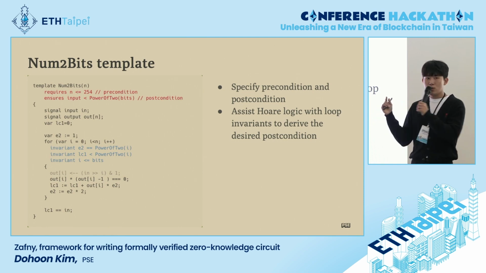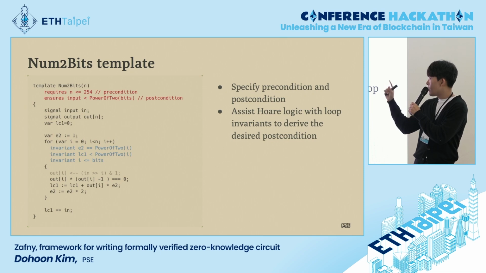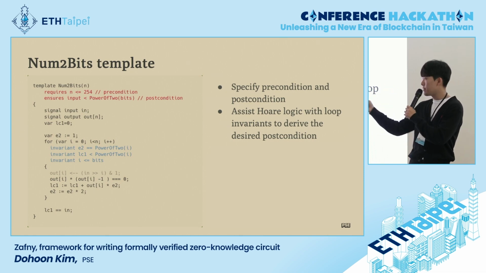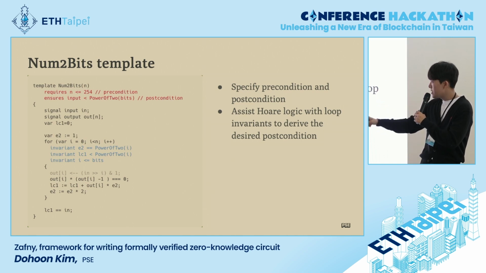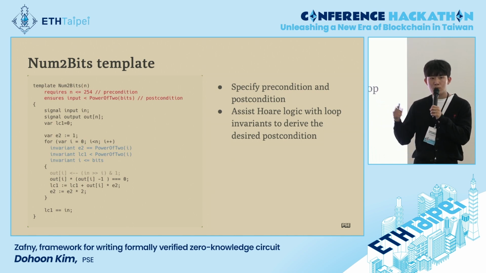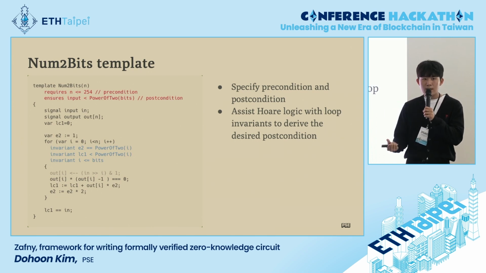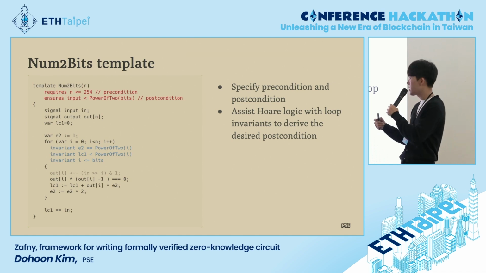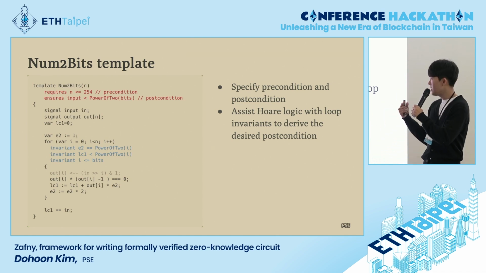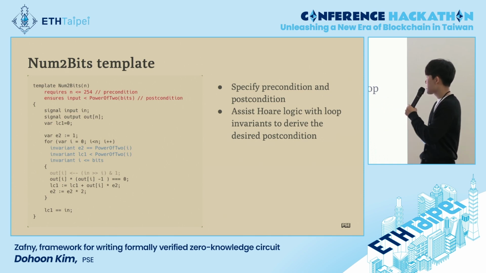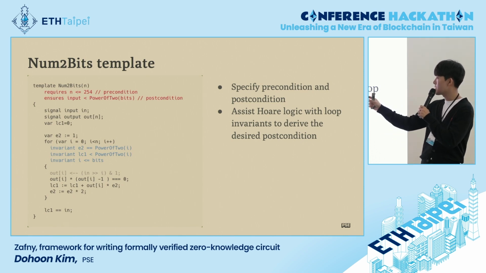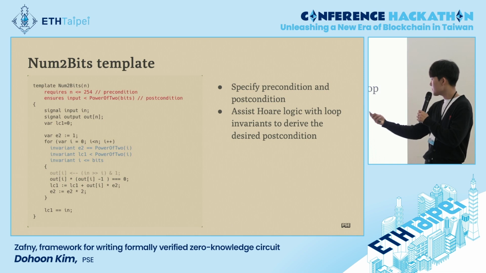Then, at the end of this loop, we can say that this lc1 is less than 2 to the power of bits based on this loop invariant. And after the loop ends, there is a constraint that lc1 should be equal to in. And now we can say that this in is smaller than 2 to the power of bits. This kind of inference rule is very crucial in Hoare logic. So in this style, developers can assist the Hoare logic system with their own loop invariants.